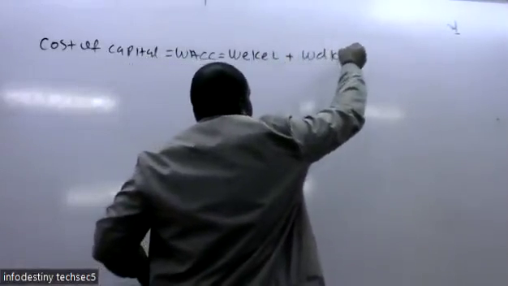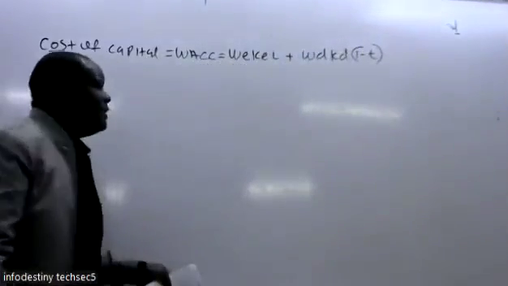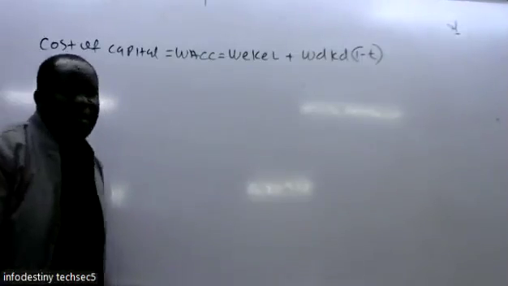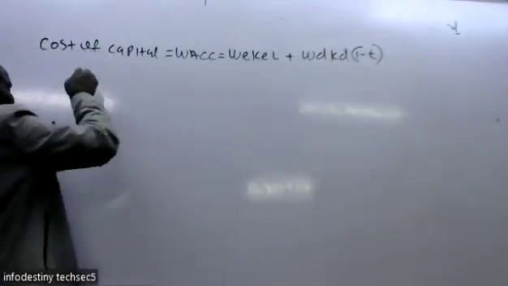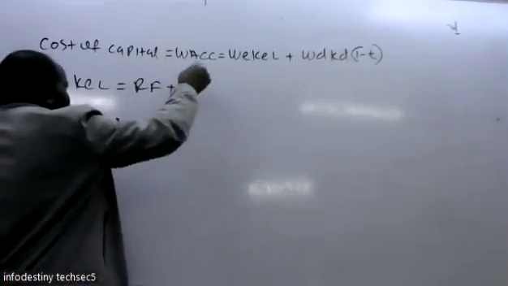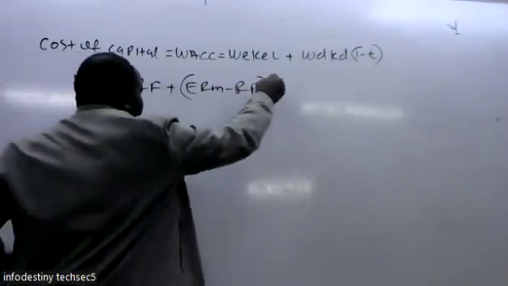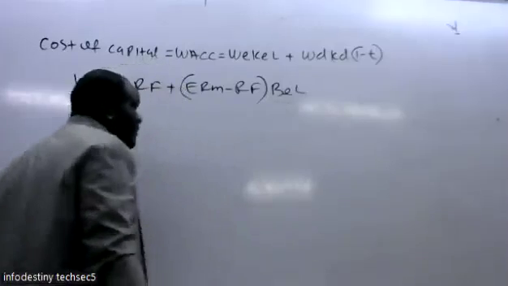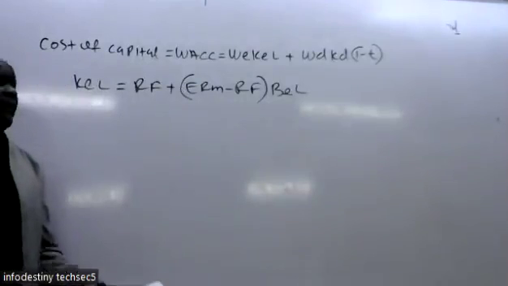So WACC, we take the weight of equity, cost of equity for the levered firm. Weight of the debt, KD, must always be after the tax. Then KEL, we did this under the capital structure theories. We know how to get KEL. It will be the risk-free rate plus, in brackets, expected return for the market minus the risk-free rate, then the beta factor of equity for the levered firm.